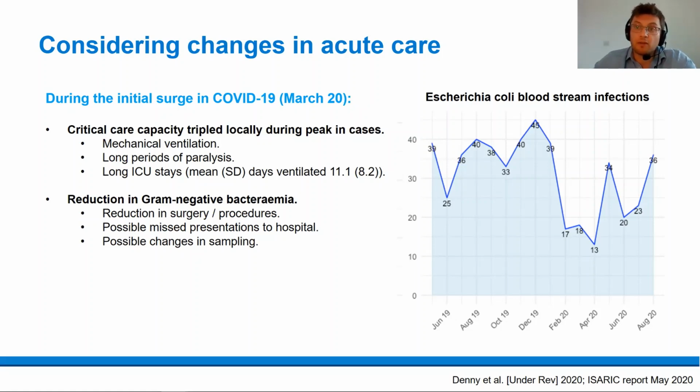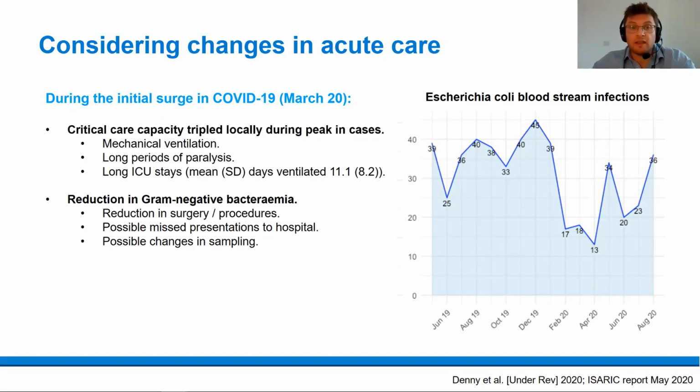And an example of that was locally at the trust that I work in, we almost tripled our ITU bed capacity during the initial part of the pandemic. And in terms of the patients we saw, the majority of individuals were being mechanically ventilated. They required things like long periods of paralysis to support mechanical ventilation, to support lung protective ventilation, to allow us to prone them. And this led to patients having very long ITU stays as well.